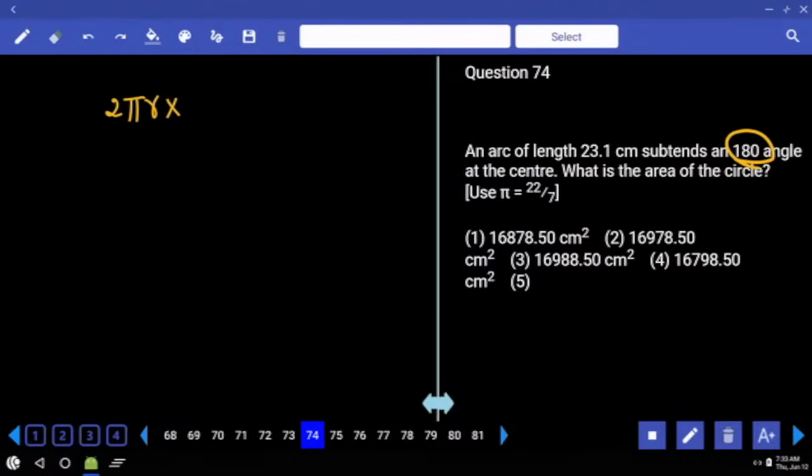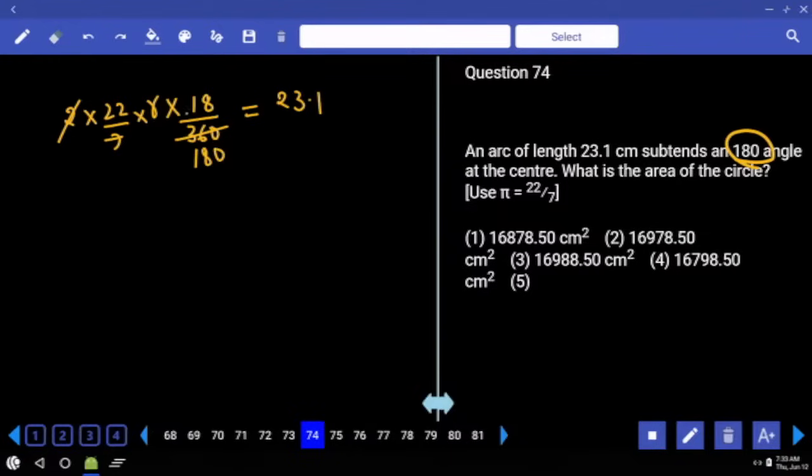So the arc length is theta by 360 times 2 pi r. What is the theta value given here? I will mention it as 18. This is going to be the length of the arc, which is equal to 23.1. Radius we want to calculate. 2 into pi, which is 22/7.